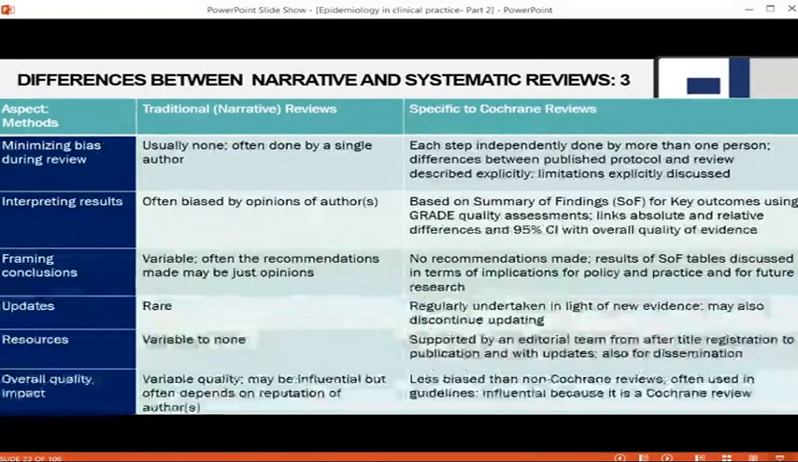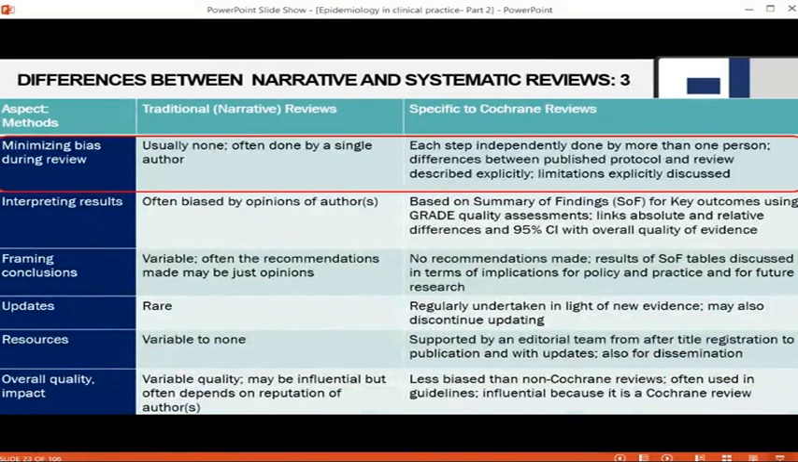The other important thing is that every step of the systematic review is done in parallel, independently, to ensure that biases are reduced. And then when you publish your protocol, you make sure that you tell people what changes we've made in the review compared to the protocol, and why we did it. So you try and minimize bias in doing the review.